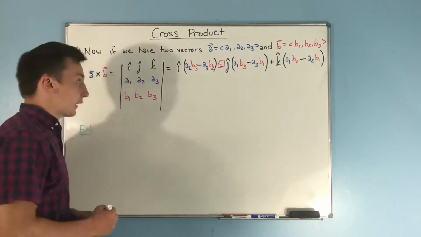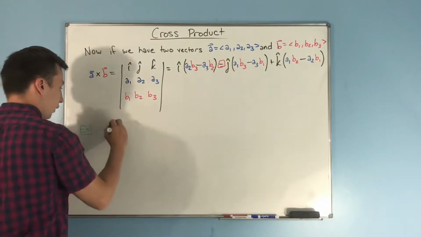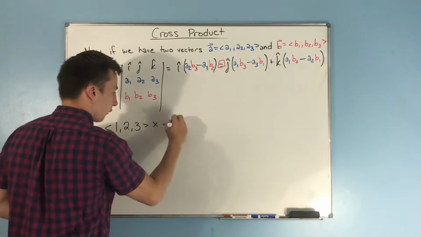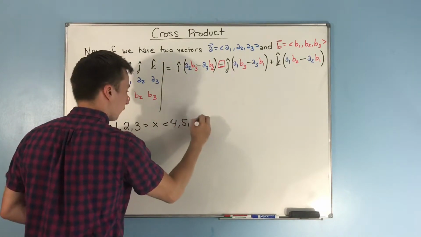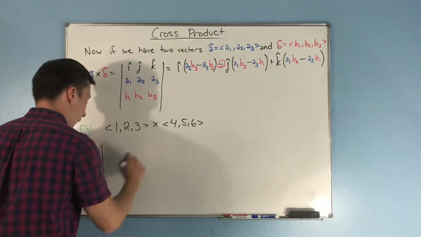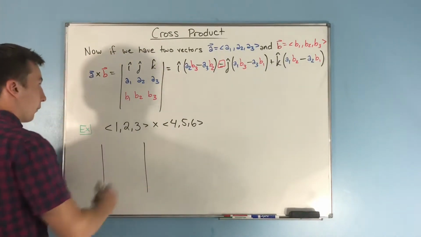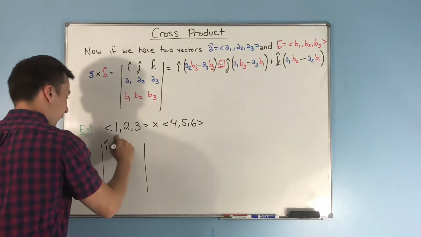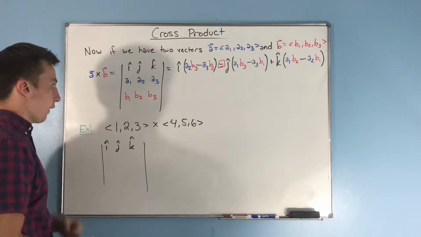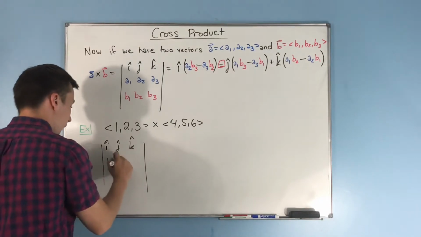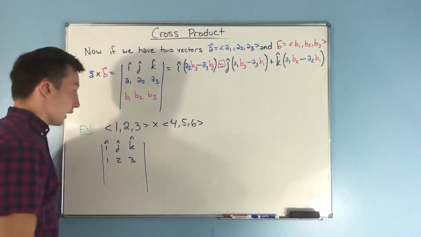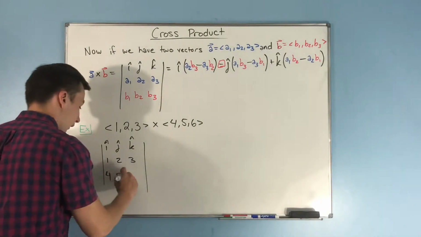So let's do a quick example. Let's do 1, 2, 3 cross 4, 5, 6. So we set up our 3x3 matrix. What goes on the top? i hat, j hat, k hat. What goes in the second row? Our first vector, which is 1, 2, 3. Now, in the third line, that's our second vector, 4, 5, 6.